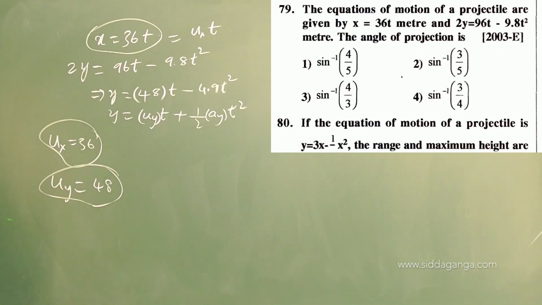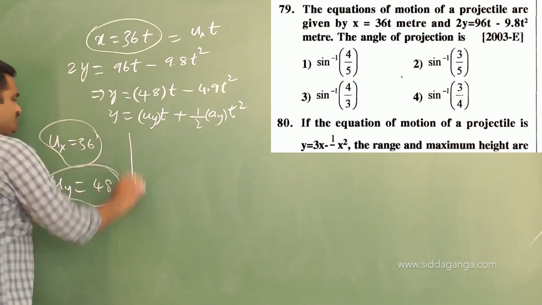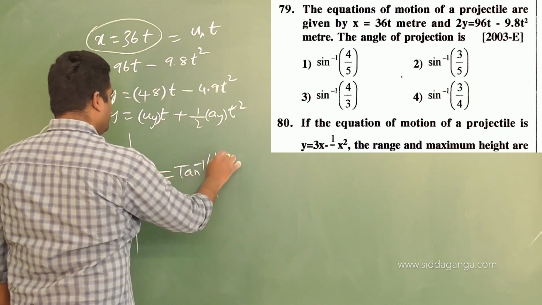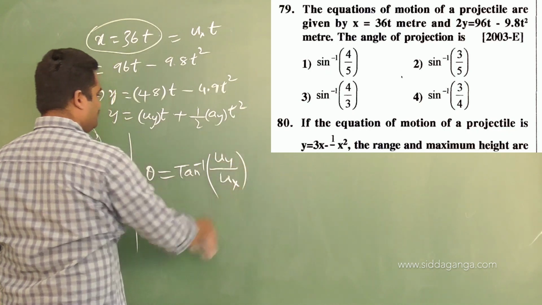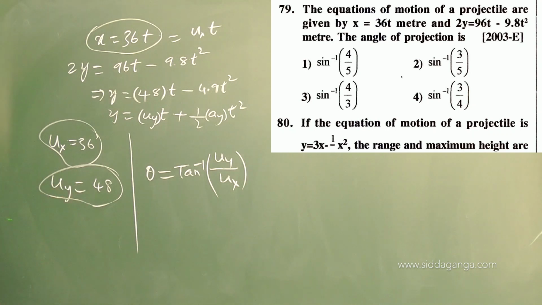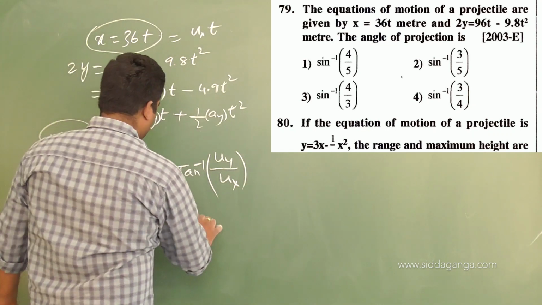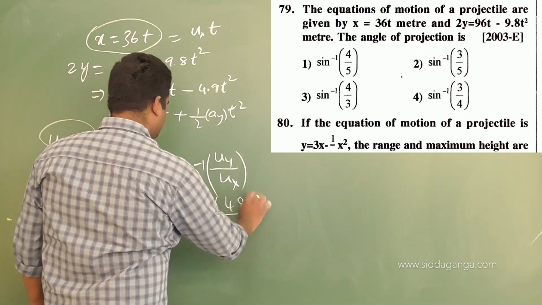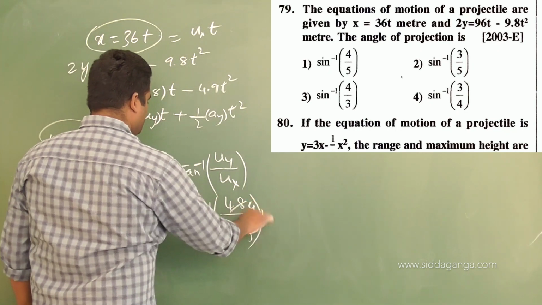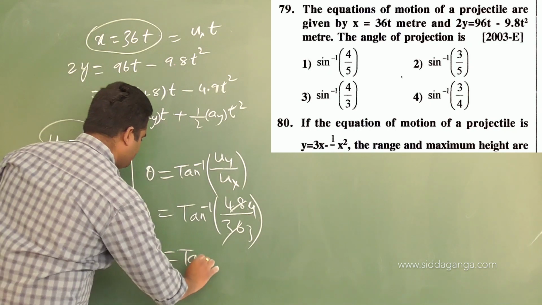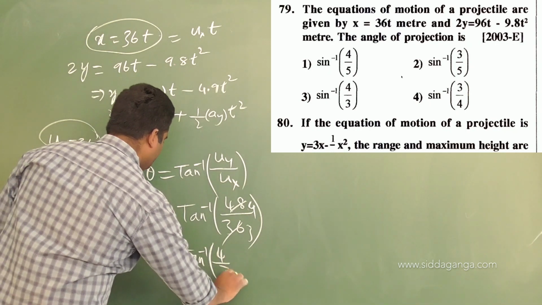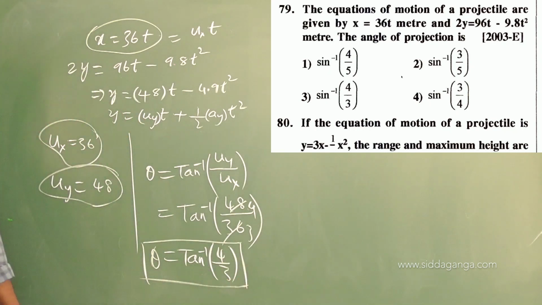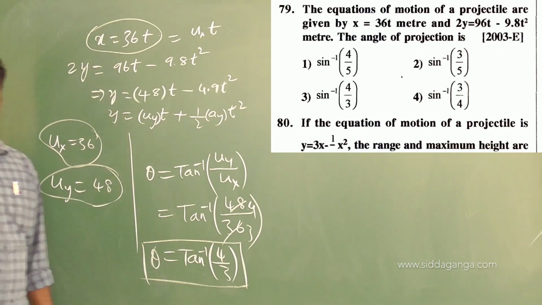Right? Then angle of projection means theta equals to tan inverse of uy divided by ux with horizontal. Uy is how much? 48. This is tan inverse of 48 divided by 36. 12 3s are 36, 12 4s are 48, so tan inverse of how much it is? 4 by 3. This is the value of theta. Theta equals to tan inverse of 4 by 3.